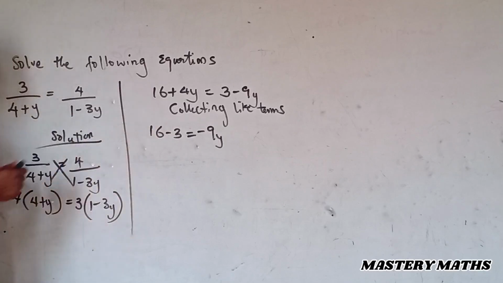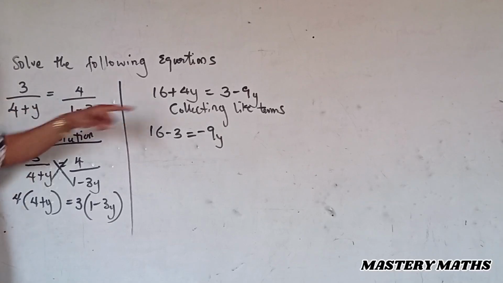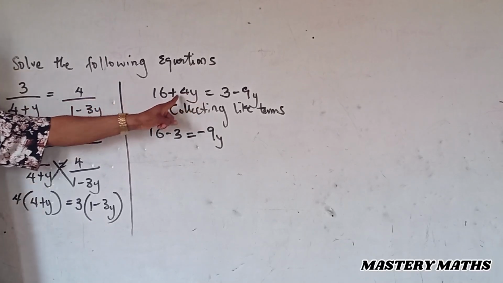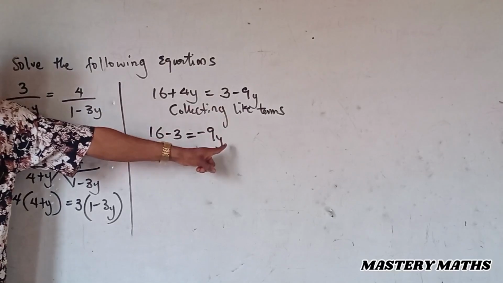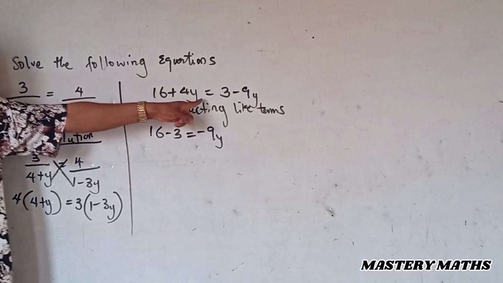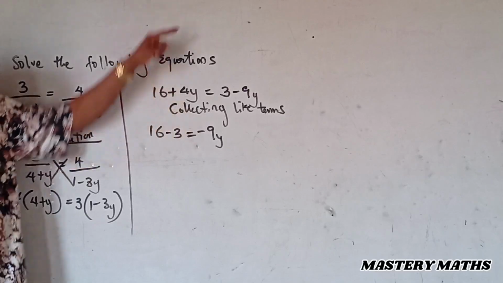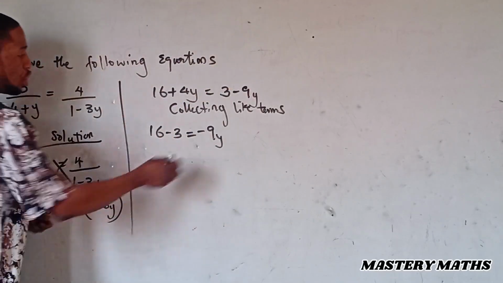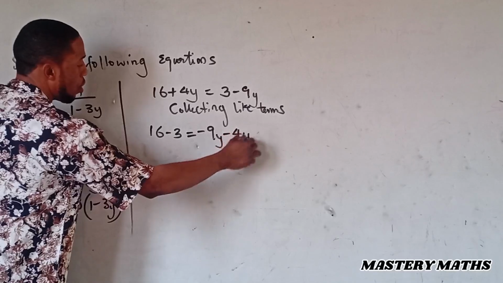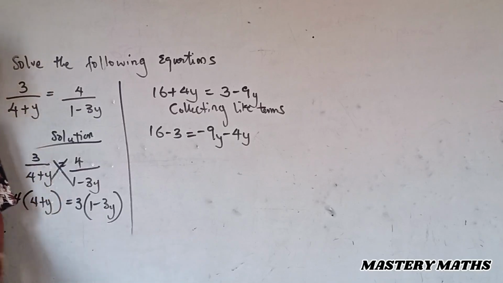Now, the next one that has a variable again is plus 4y. Plus 4y. What should I do? I'll take this plus 4y to meet the minus 9y. How should I do that? Now, there's plus 4y here. When the plus 4y crosses this equality sign and goes over to the other side, it will change to minus 4y. Now, like terms have been collected.